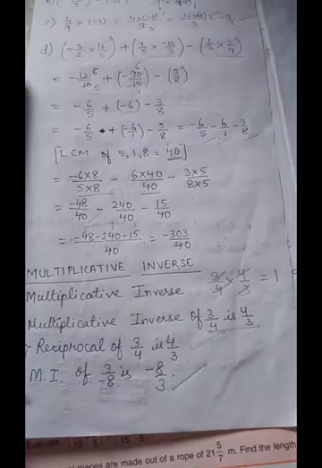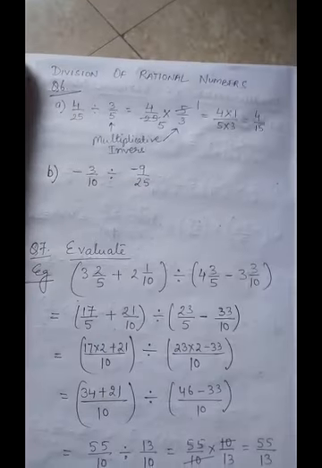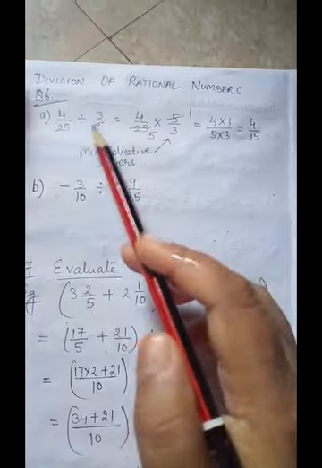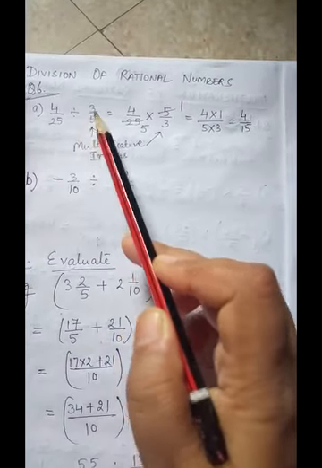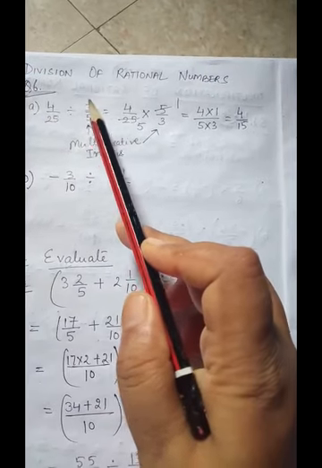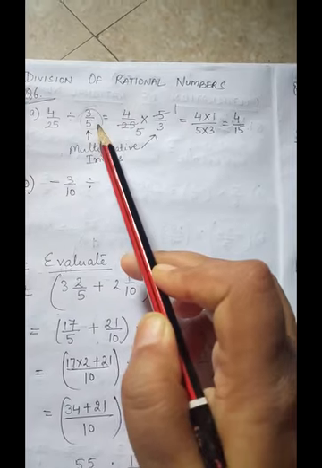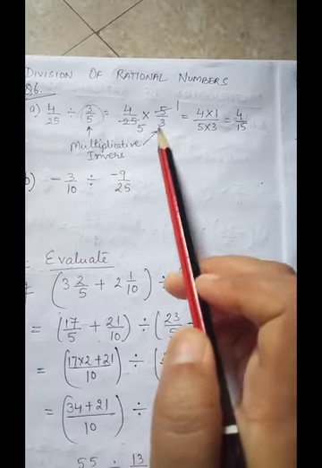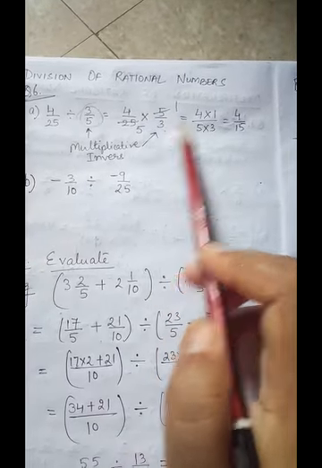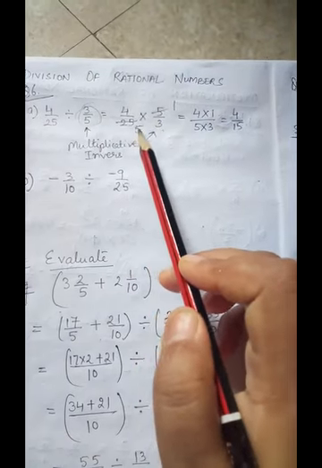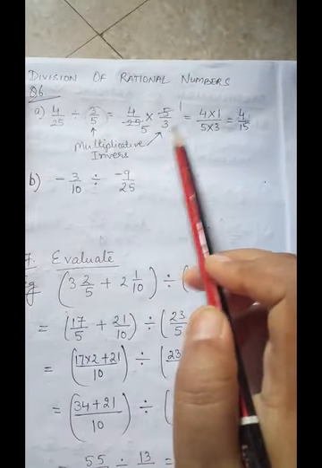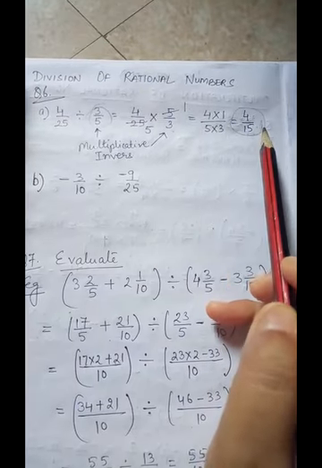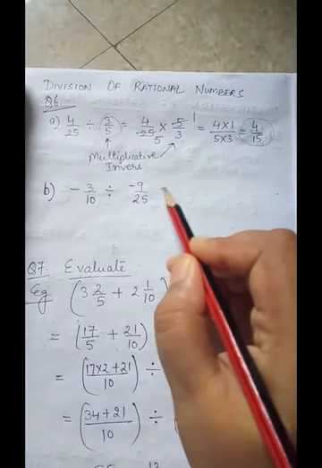Next question you will see is division of rational numbers, which is question number 6 of your exercise 2D. 4 by 25 divided by 3 by 5. So here we have to find the multiplicative inverse of 3 by 5, which is 5 by 3. 5 fives are 25, and 4 and 3 are left. So 4 into 1 is 4, and 5 threes are 15. This is your answer.